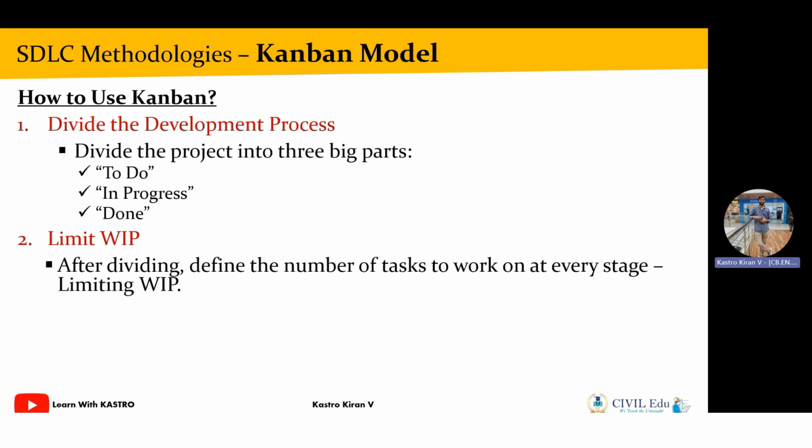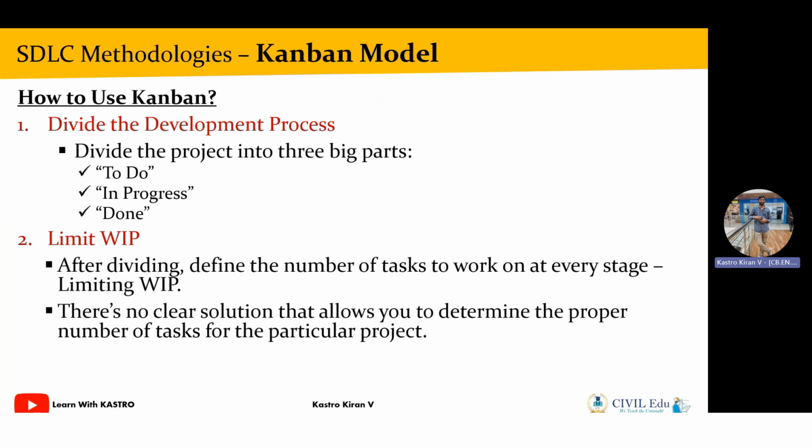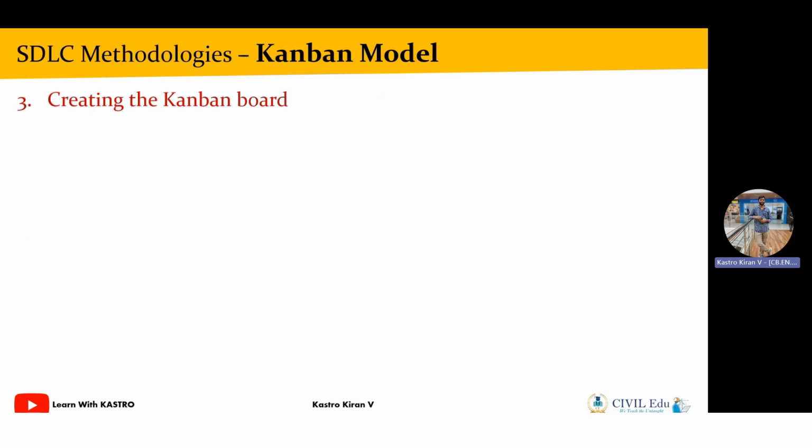But here, there is no clear solution that allows us to determine how many tasks need to be done for a particular project. It all comes based upon the experience and also based upon the situation that you are working in. So if you have 100 tasks, we are not going to do all of these 100 tasks at a time. We are going to limit the work that needs to be done on a daily basis. The process of limiting the work that needs to be done on a daily basis is called limiting the work in progress. And the third step is creating the Kanban board.